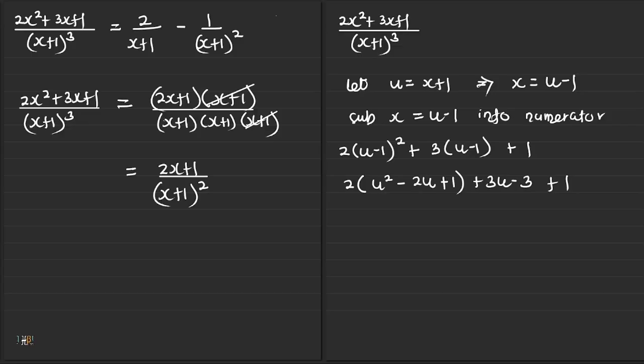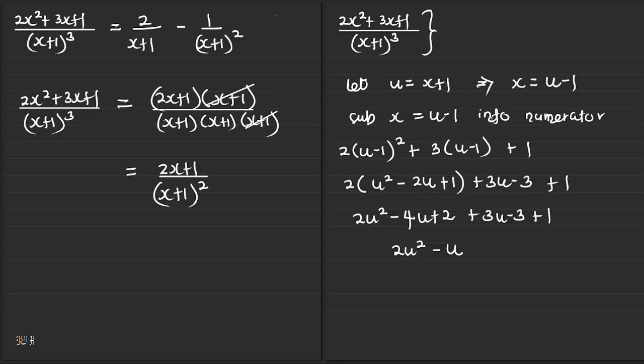If you simplify all of this, you are going to get 2u squared minus 4u plus 2, and then plus 3u minus 3 plus 1. Grouping like terms, we have our 2u squared, that is from here, then minus 2u plus 3u gives us a negative u, then 2 minus 3 plus 1 gives us a 0. You see, so with this, it simply means that this whole fraction we have over here has been rewritten.